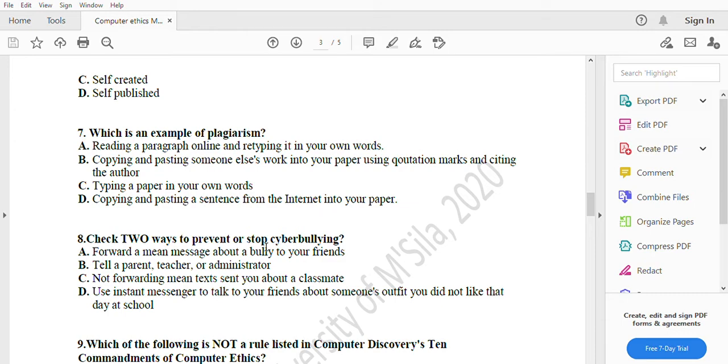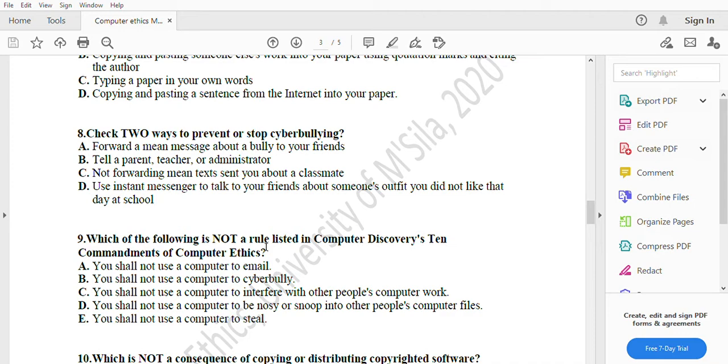So, number 8, check 2 ways to prevent or stop cyberbullying. We have to check 2 ways, so in number 8 we have 2 answers, right? A, forward the mean message about a bully to your friends. B, tell a parent, teacher, or administrator. C, not forwarding mean text sent to you about a classmate. D, use instant messaging to talk to your friends about someone's outfit you didn't like that day at school. Remember, the word "2" is in capital letters. So we have 2 ways in 8, which are actually B and C. These are 2 ways to prevent or to stop cyberbullying.